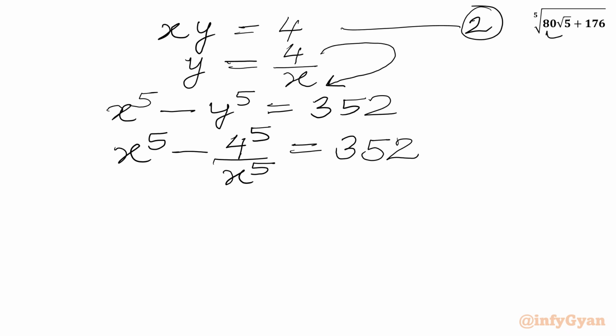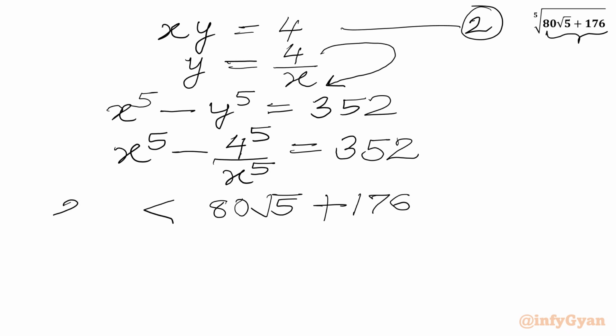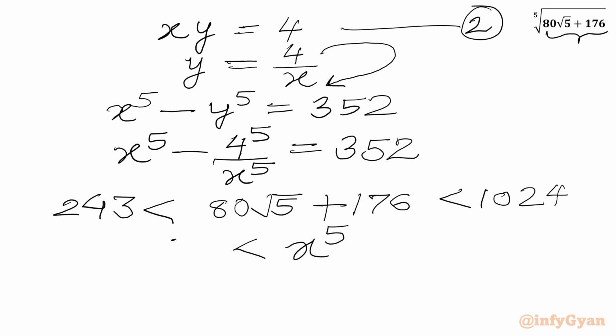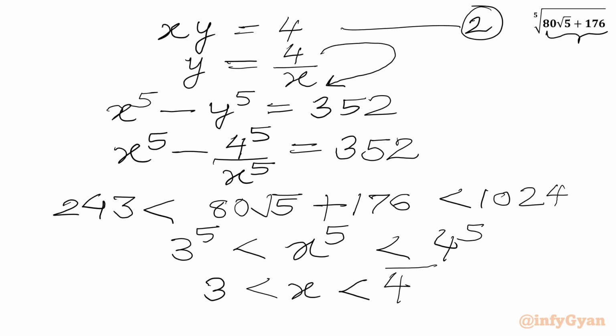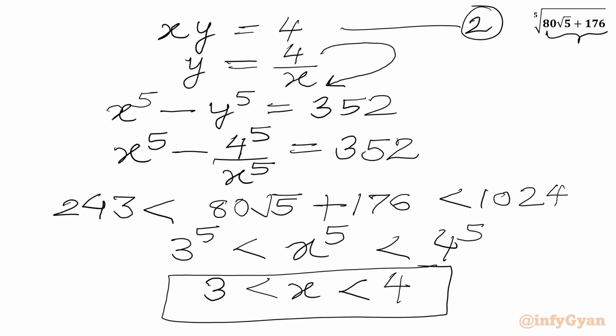Now I will write our radicand. Let's find the condition. So I can write here 80 square root 5 plus 176. The approximate value is 354. So this would be lying in the interval 243 and 1024. Now here I will write x power 5. 243 is 3 power 5. 1024 is 4 power 5. So x is lying in the interval 3 and 4. This is a very important condition.